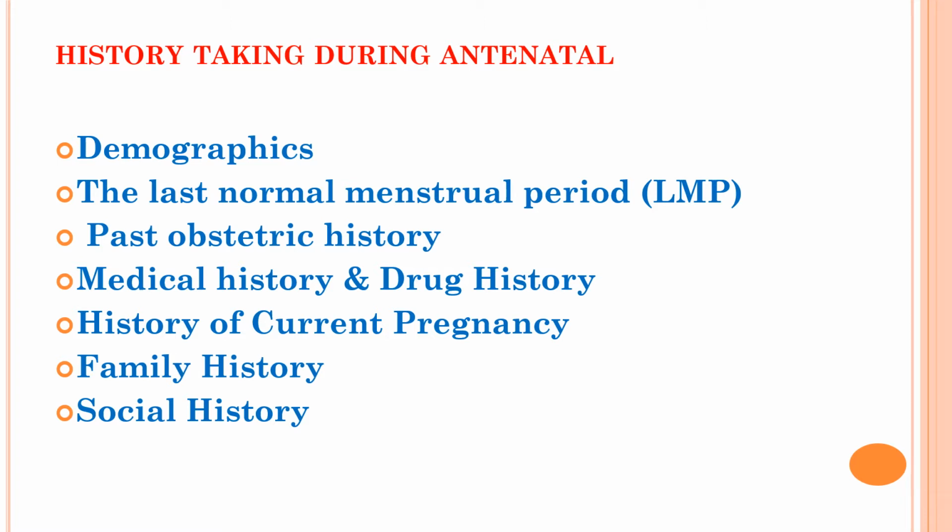So you want to obtain all those demographic data of the patient and her family. The next point that you are expected to do under the history taking is you want to ask for the history of the last normal menstrual period. You want to ask the patient if she has a normal and regular menstrual cycle. You want to ask the patient when she last had a normal menstrual period.